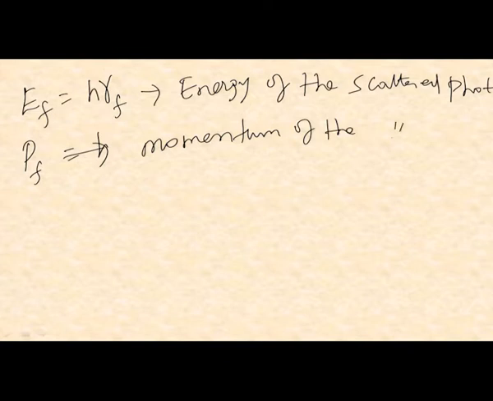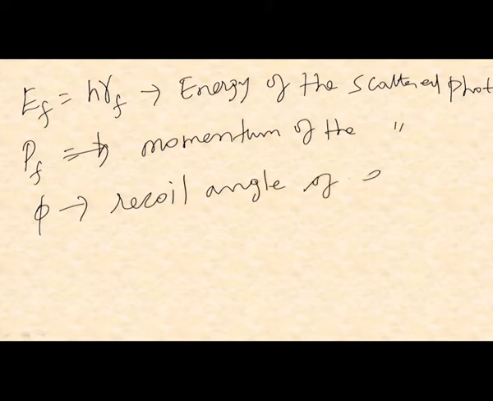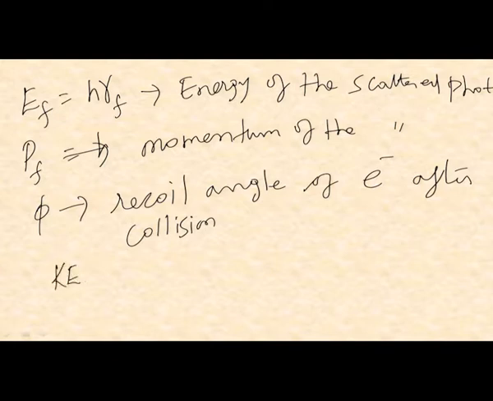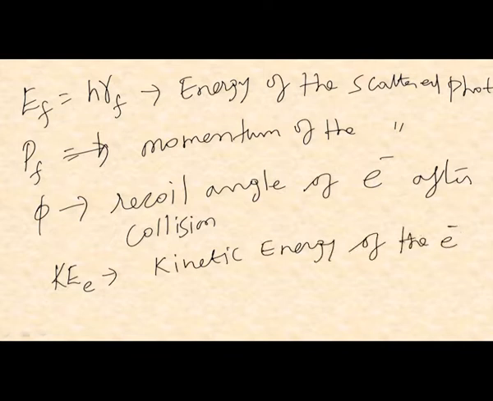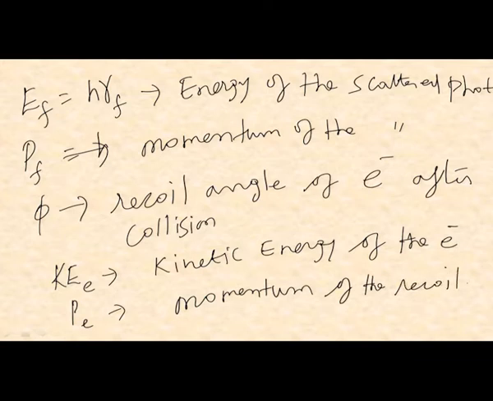As a result of collision, the electron recoils at an angle phi. So, this is the recoil angle of the electron after collision. Next, due to collision, that electron acquires kinetic energy K_e. This is the kinetic energy of the electron. Then p_e is the momentum of the recoil electron.